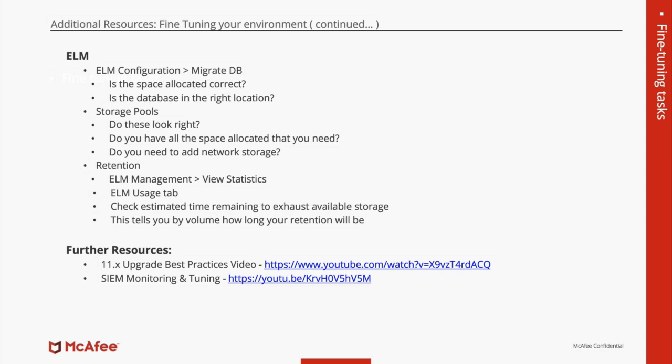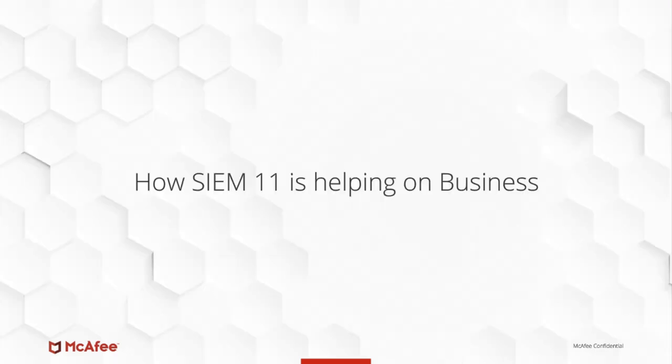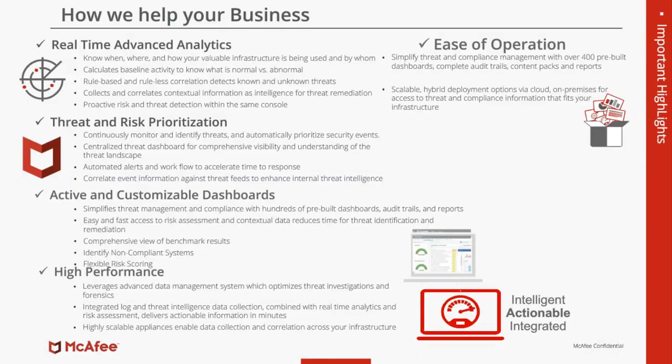All right, now that we've finished talking about the upgrade and all the way through to fine-tuning our system, let's talk a little bit about how SIEM 11 is helping our business, which is just going to be a brief slide here. So how do we help your business? Real-time advanced analytics will allow you to know when, where, and how your valuable infrastructure is actually being used and by whom. We calculate baseline activity to know what is normal versus abnormal. We're giving you rule-based and rule-less correlation to detect known and unknown threats.